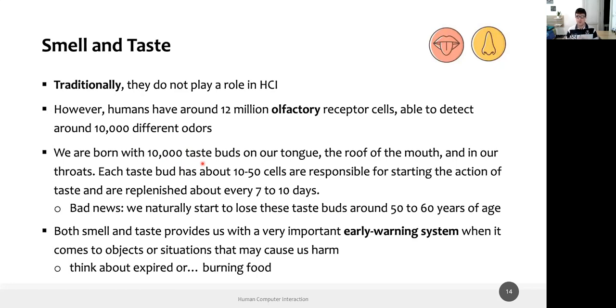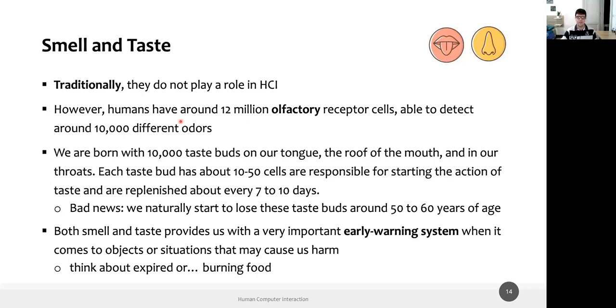So we could in theory use taste to discriminate some kind of notification, we can imagine tasting something to know if it's good or bad, but I'm just speaking about random things. We know that as we grow up, we start to lose these taste buds. So elderly people are able to recognize fewer tastes than a young person, while this doesn't apply to smell.